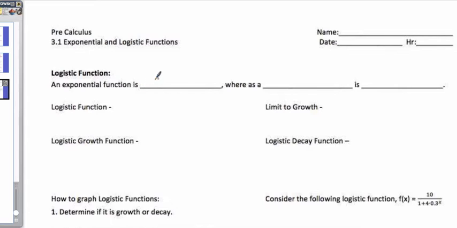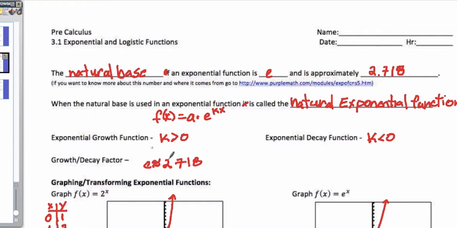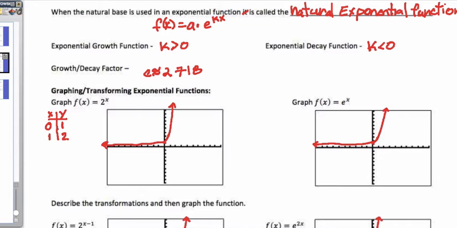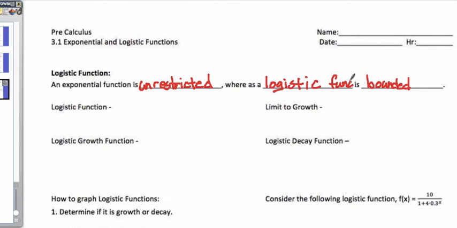So a logistic function is kind of like an exponential function. However, an exponential function is unrestricted, whereas a logistic function is bounded. Now notice I didn't say unbounded, because an exponential function is bounded. It's bounded below. Look at this, right? All of these were bounded below. But this one, the logistic function, is bounded above and below.